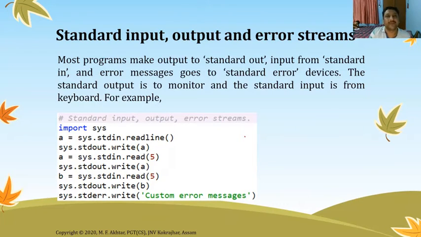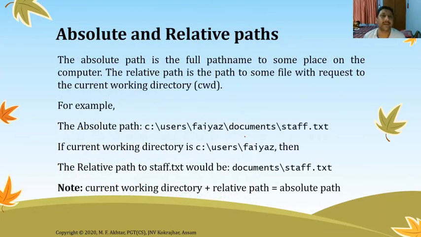Now come to the next topic, that is absolute and relative path. Sometimes we need to save a file in a different drive or a different folder by using our Python program. For that purpose this topic is to be discussed.